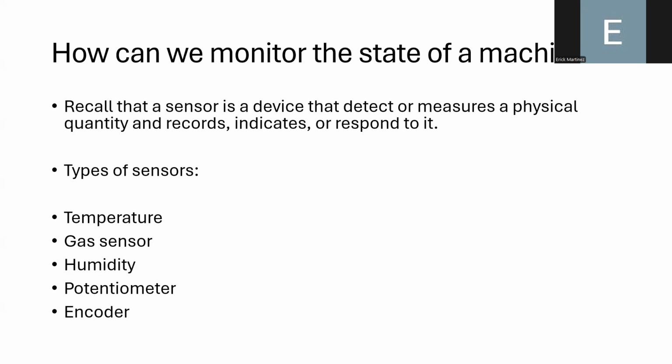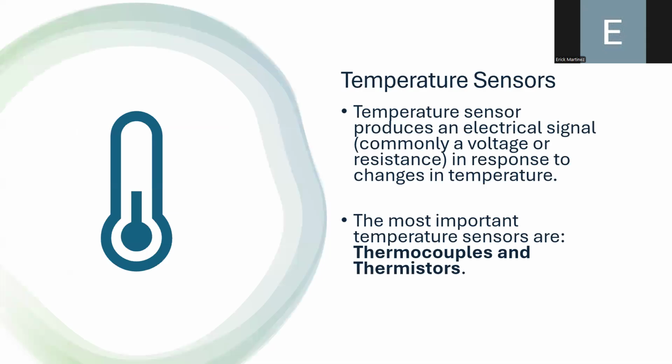And also we have encoders, which are devices that we can use to measure the rotational position or the rotational speed of electric motors. So let's talk first about the common types of temperature sensors that we can encounter.